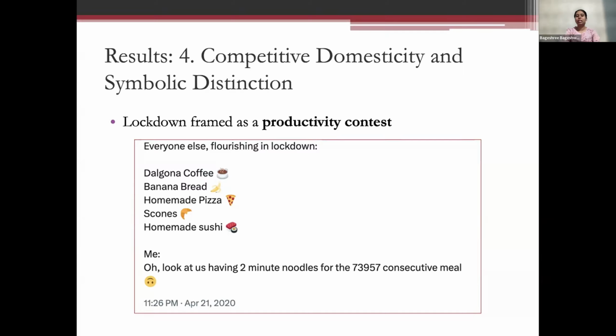In everyone else, an elaborate list of fancy recipes is there. And in me, having 2-minute noodles, something which is the bare minimum for survival, is shown. So this distinction shows the social positioning of the two sides. And that's why we can see lockdown was framed as a productivity contest in many of the tweets in this way.